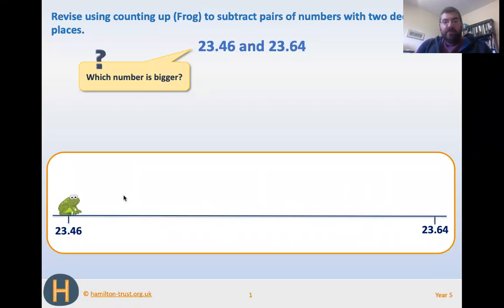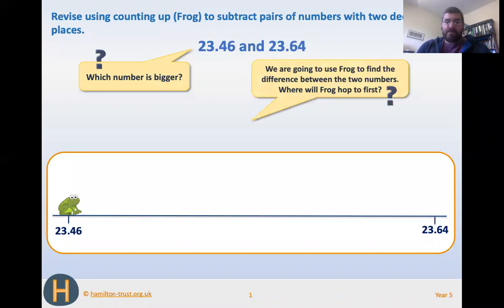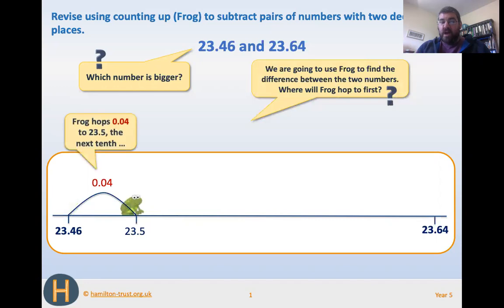If you remember, frog always jumps to the next big thing. Here, this is hundredths, so frog's going to go to the next tenth. What is the next tenth? Hopefully you know that the next tenth is 23.5. And how far has frog jumped? He jumped 0.04, or 4 hundredths. I don't mind what you call it, but that's the key, and we need to keep that there, and then at the end, we will work out what to do with it.